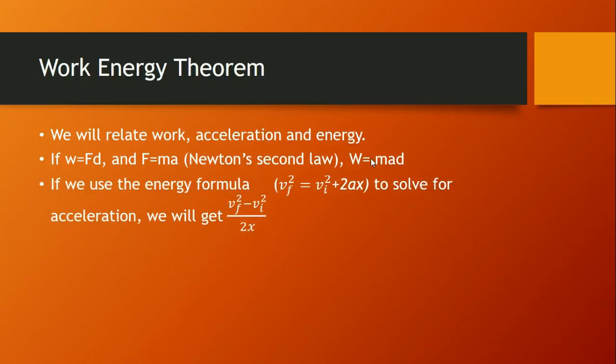And then if we use the formula, if you remember back from kinematics, final velocity squared equals initial velocity squared plus 2ax, and solve for acceleration. So basically, you move everything to the other side except a. We will get acceleration equals final velocity squared minus initial velocity squared over 2x, or 2 times the distance. And if we plug this back into work equals mad, we'll get work equals mass times this thing here.